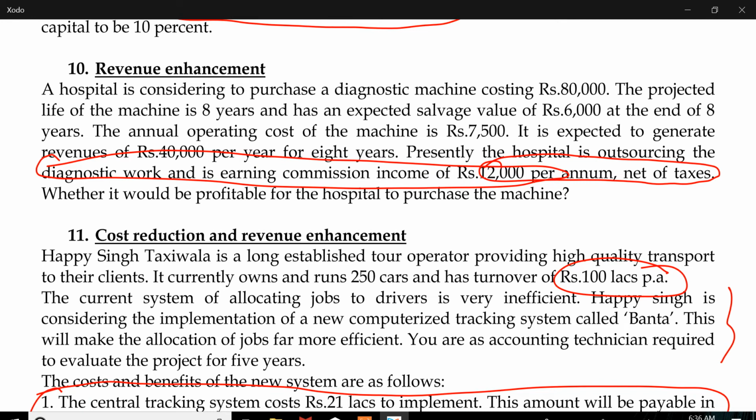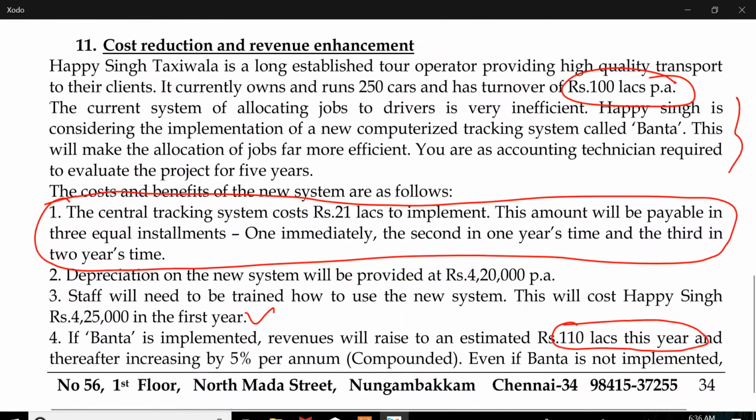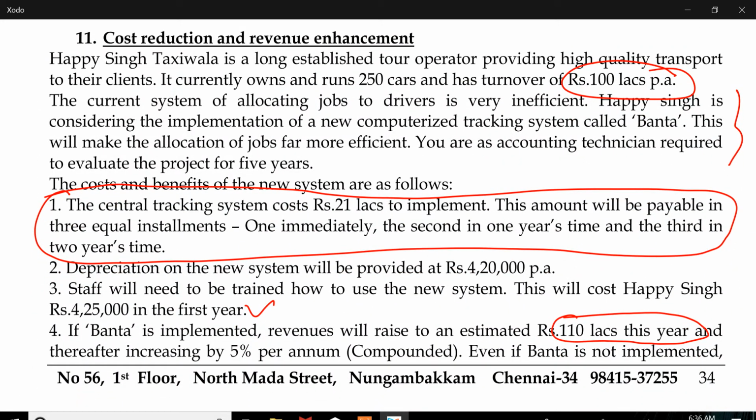And the same would be adjusted with CF80. This is because the commission income is post tax.